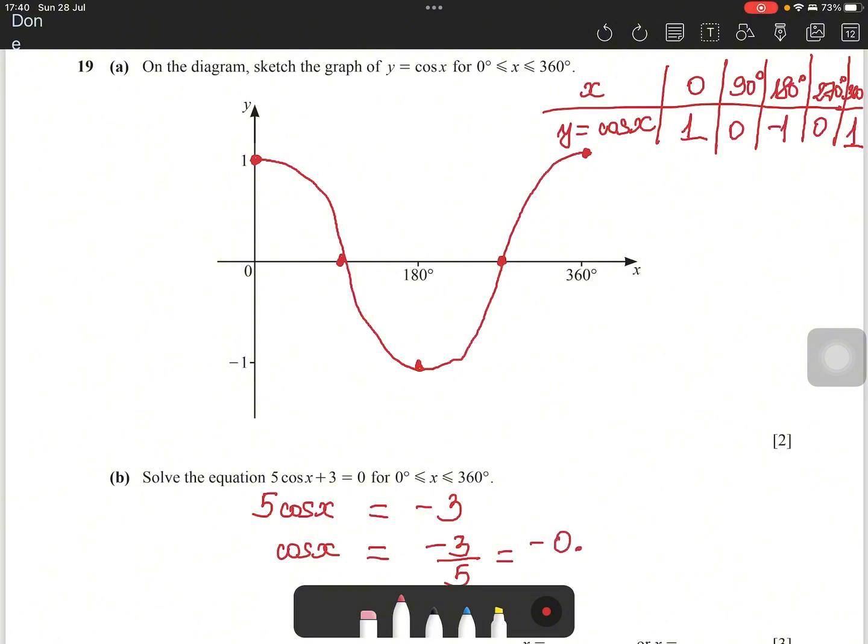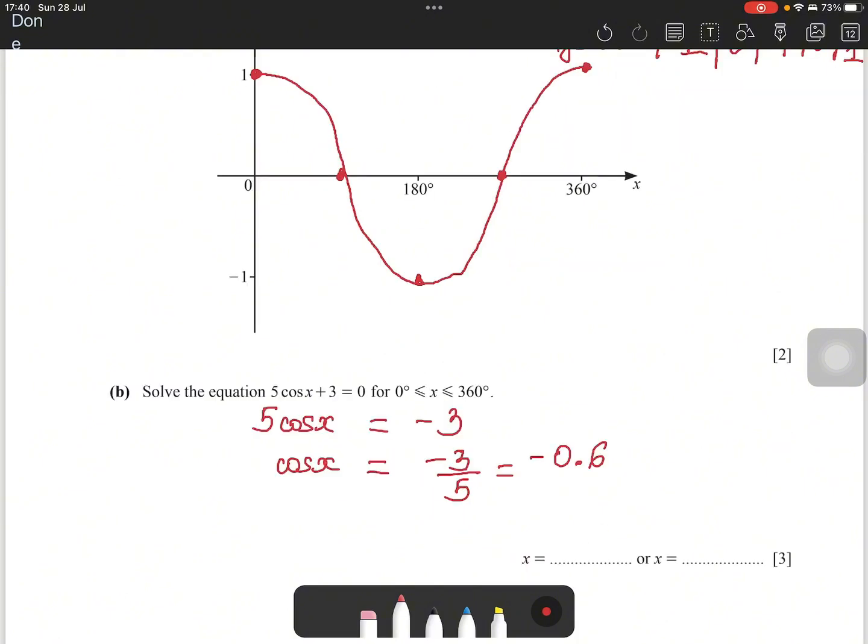This is negative 0.6. Then we see that we have two lines. The first line is y equals cos x. This is what we already drew. And now we need to draw the line y equals negative 0.6. We need these two lines. This is negative 0.5, so negative 0.6 is around here.